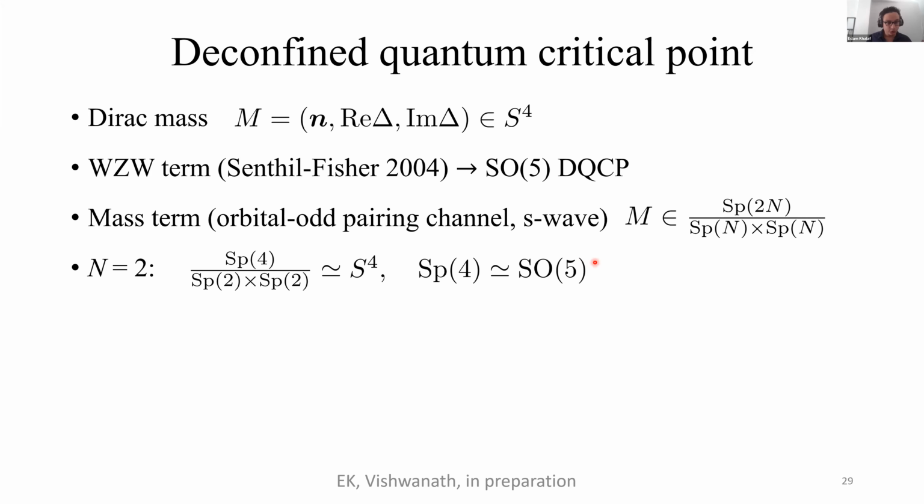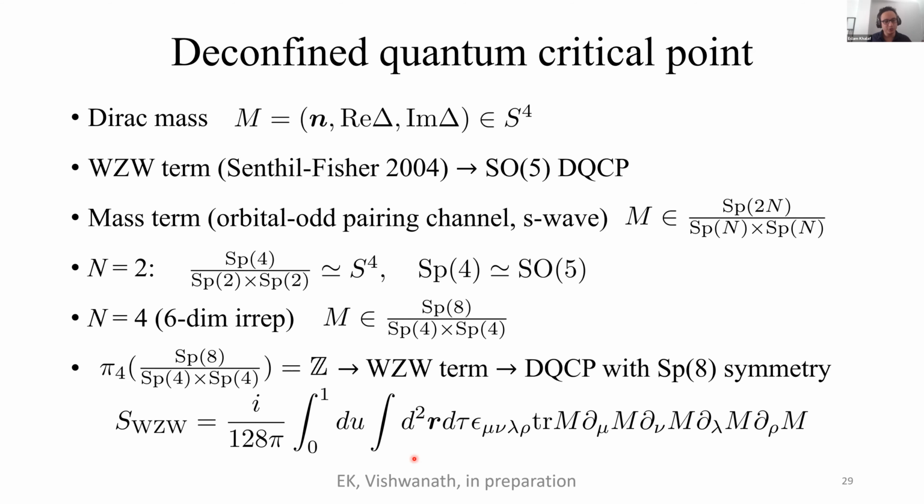So for n equals 4, this favored pairing actually corresponds to a 6-dimensional manifold. And the manifold is a complicated object, this SP8 over SP4 times SP4. However, it has the topology that allows you to add a Wess-Zumino-Witten term. It has pi4 equals Z. And essentially, a Wess-Zumino-Witten term is related to a mapping between the 4 sphere and the manifold. So if we have pi4 equals Z, it means we can add a Wess-Zumino-Witten term.